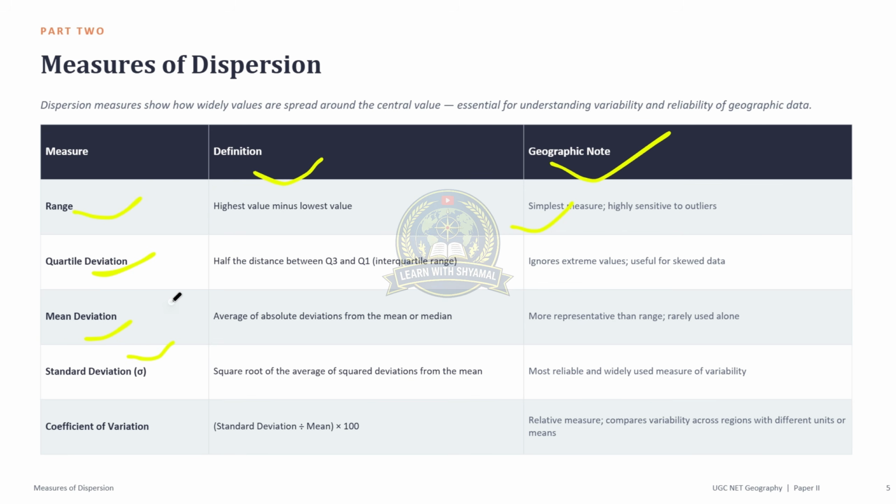Standard deviation: square root of the average of squared deviations from the mean, the most reliable and widely used measure of variability. Coefficient of variation: standard deviation divided by mean multiplied by 100. A relative measure that compares variability across regions with different units or means.